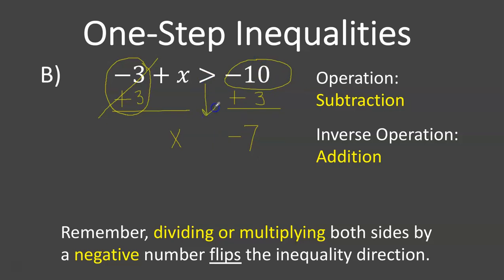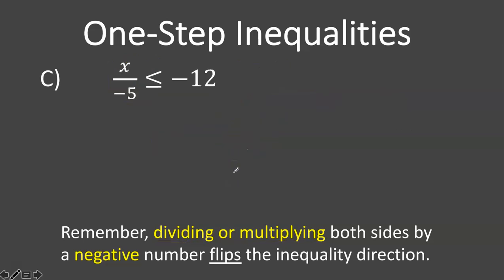Now, do I flip the inequality or not? Remember, dividing or multiplying both sides by a negative, we can just stop there. We did not divide, we did not multiply, we added. So we do not flip the inequality. When you add or subtract from both sides, you don't flip the inequality. So our final answer is x is greater than negative 7.